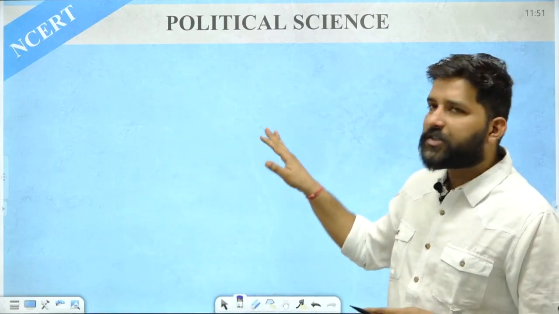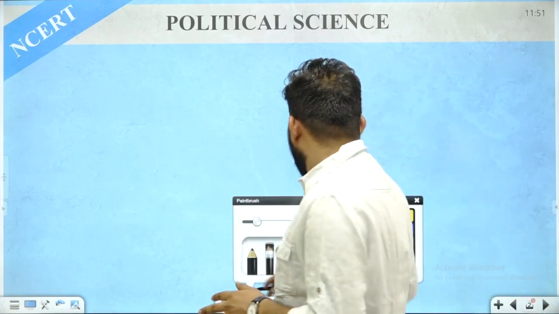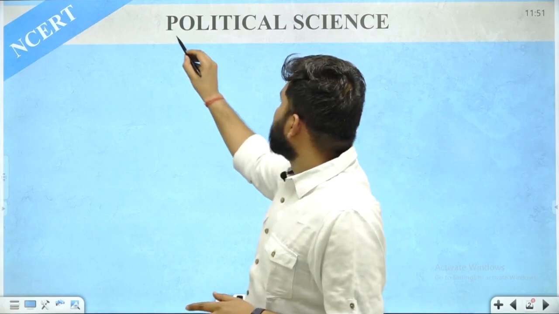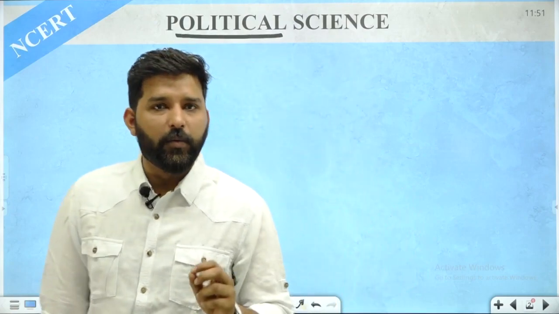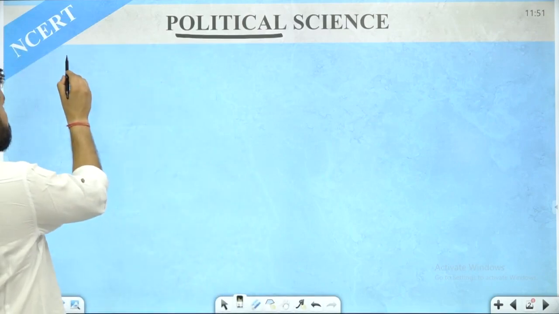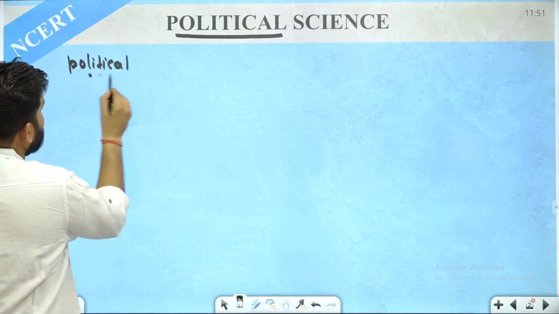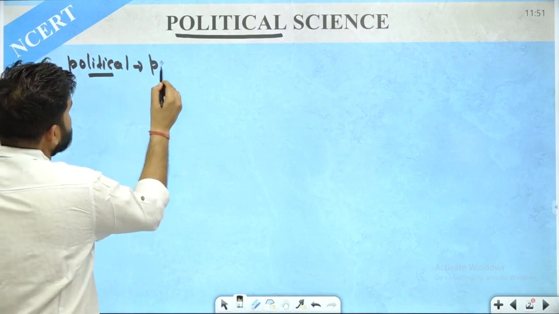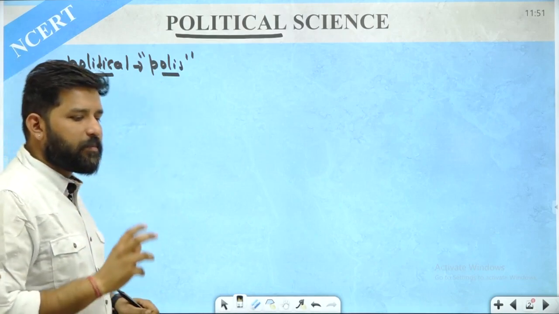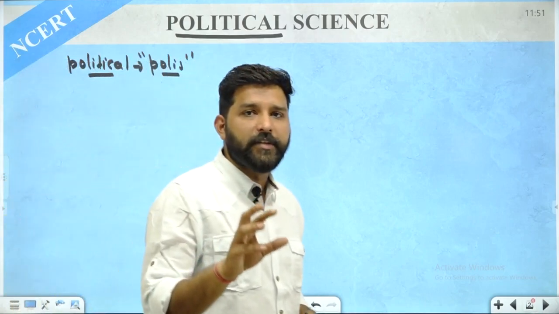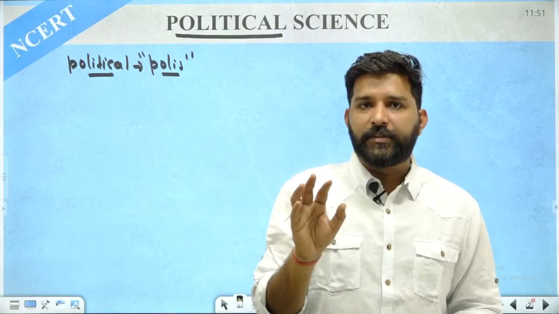So first of all, let's start with the word political science. The first word is political. From where is this word political derived? The word political is derived from a Greek word called polis. What does polis actually mean? Polis simply means the affairs of the city. Therefore, in political science, we deal with the affairs of the city.